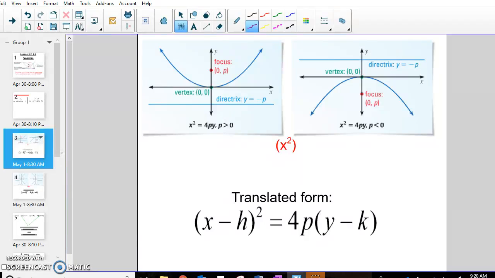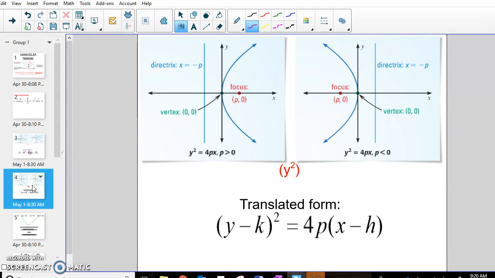So here is what the x squared parabolas look like. X squared means that it's going to open either up or down, and it depends on the sign of this number right here. If it's positive, it's going to open up, and if it's negative, it's going to open down. I'll show you an example of that in just a second.